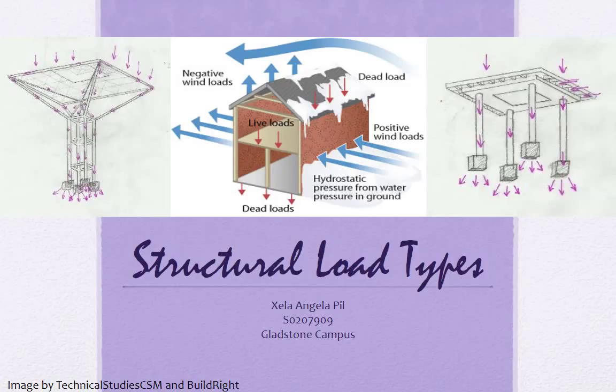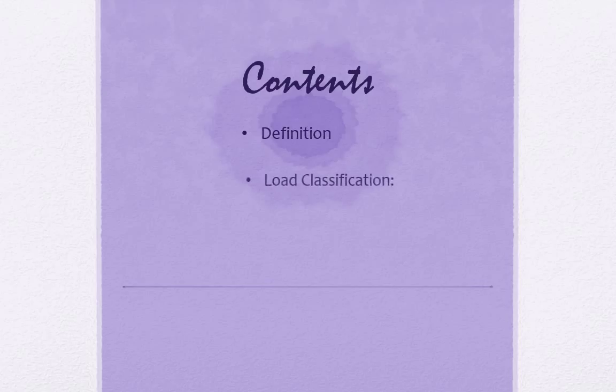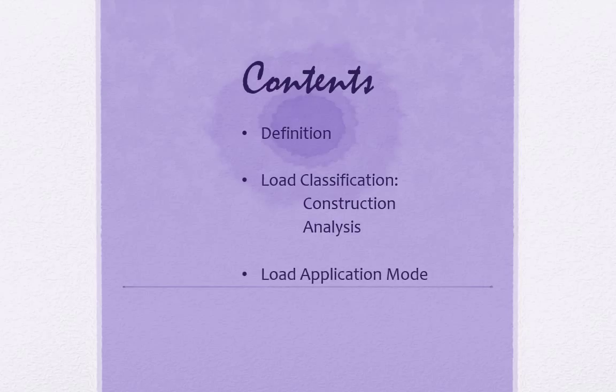I'm from the CQU Gladstone campus, and I'm here to talk about the different types of structural loads. Let's begin. Today we're going to talk about the definition of structural loads, the two different types of accepted classifications of loads depending on the nature of action, which are construction and analysis, and the different ways that load can be applied on a structure for load application modes.